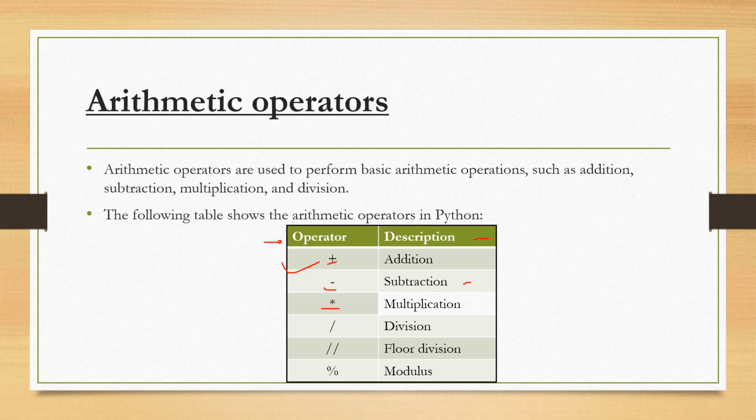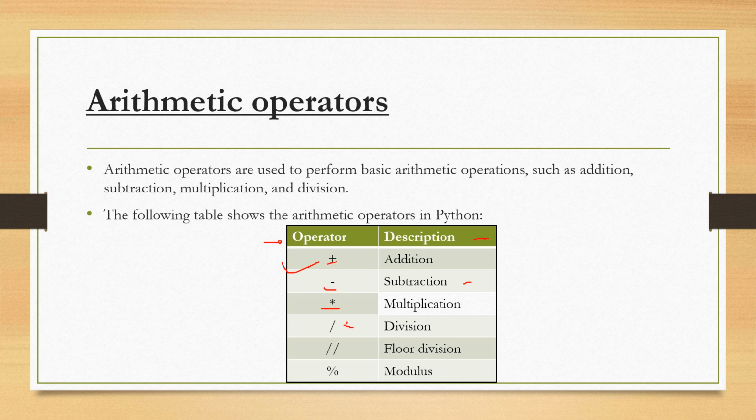In general we use the cross sign for multiplication, but in Python, or in any other programming language, we use the asterisk or star for multiplication. For division we use the slash. So slash is used for division. Then this is the double slash, which means floor division. We are going to consider only the integer value in floor division.